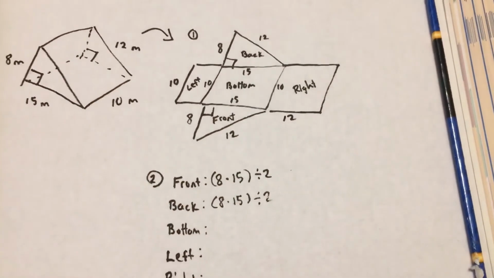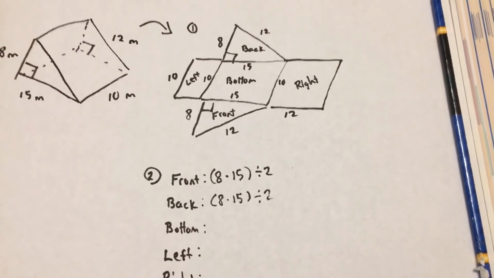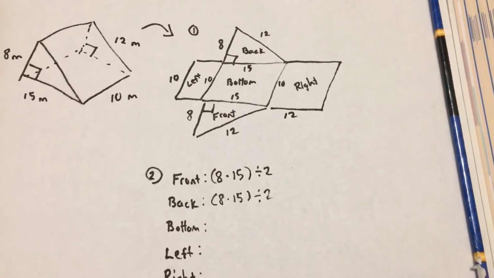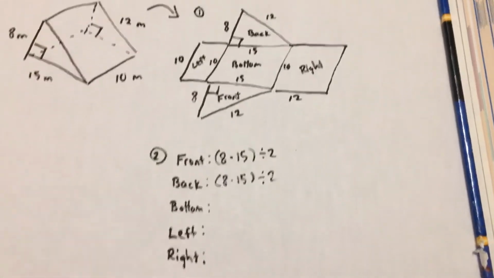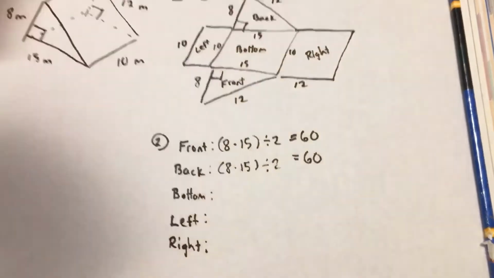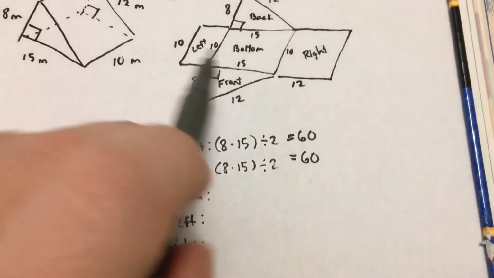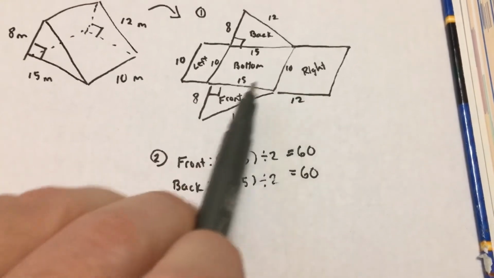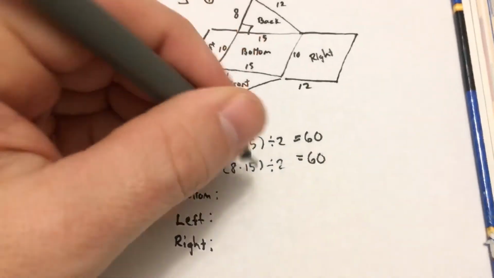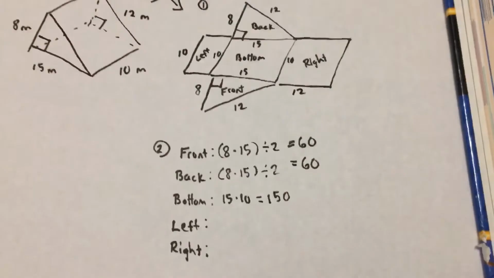So if we were to work that out, I'll have my calculator off to the side over here. So 8 times 15, and then divide that by 2. So we end up getting a total area of 60 for both the front and the back face. Let's work with the bottom face now. So the bottom face is 15 and 10 for our length and width. So 15 times 10 would give us 150.